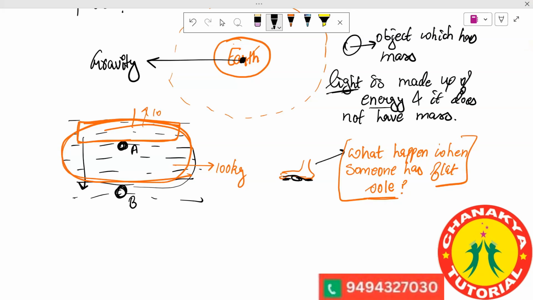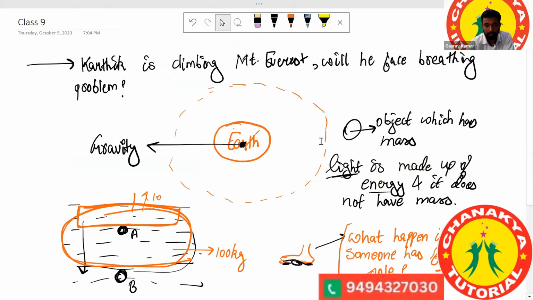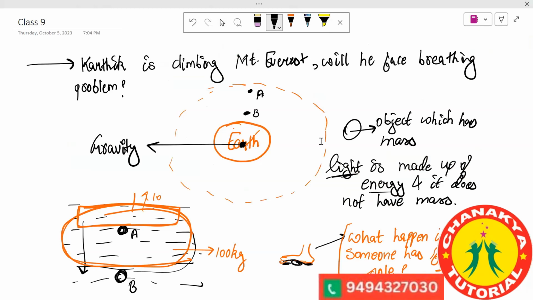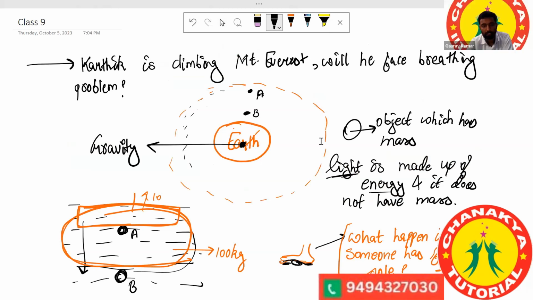Fine. Similarly, if we talk about air, let's say this is an air particle present on this side and some air particle present above. Let's say this is particle A and this is particle B. Which air particle will feel more pressure, A or B? B. How? Because there are many particles present in the atmosphere, and due to gravity all these particles are pulled towards the center of Earth. As Earth has gravitational force, it will attract all these particles towards its core.